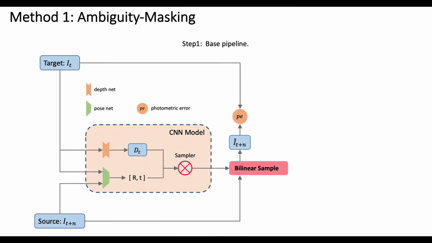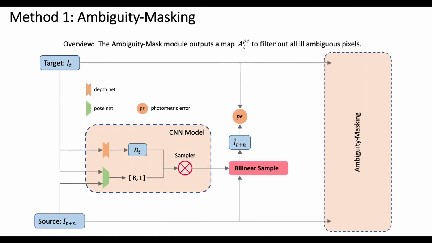To overcome this limit, we propose ambiguity-masking. The ambiguity map pixel-wise multiplies with the photometric error to simply filter out these pixels. And then we get the final loss.